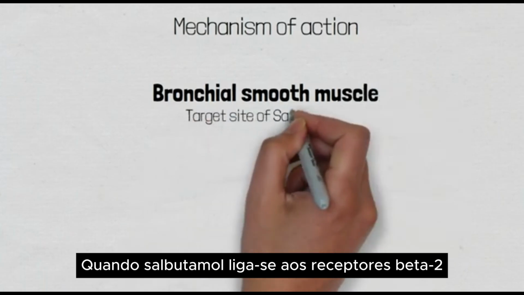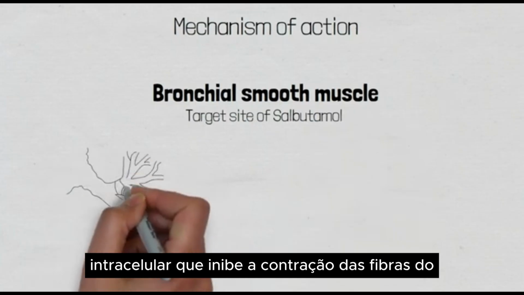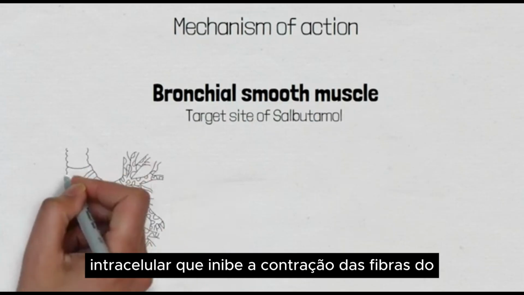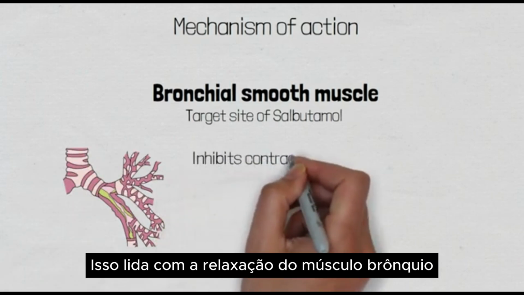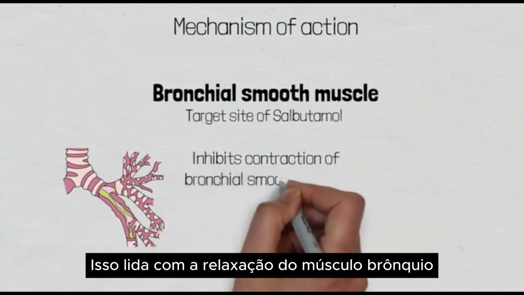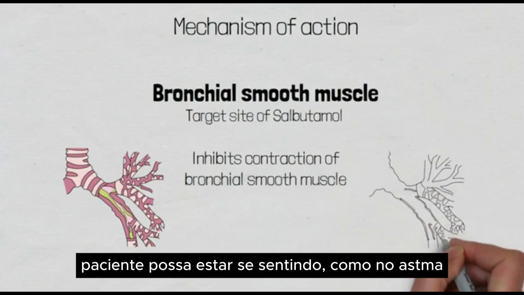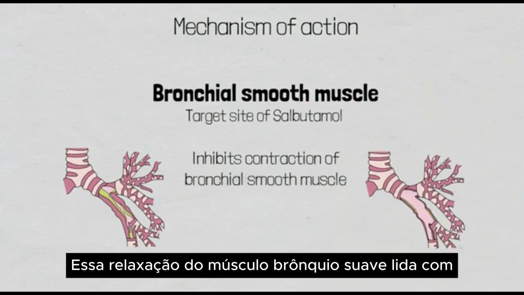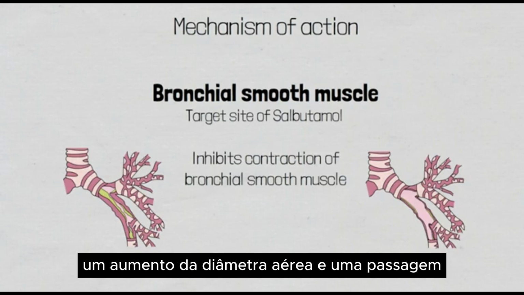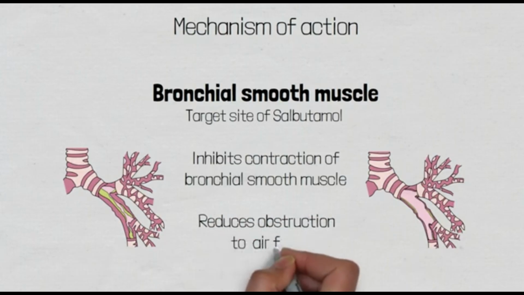When salbutamol binds to beta-2 receptors in bronchial smooth muscle, it causes an intracellular cascade that inhibits contraction of the muscle fibers. This leads to relaxation of the bronchial smooth muscle and stops any bronchospasm that the patient may be experiencing, such as in asthma attacks or anaphylaxis. This relaxation of bronchial smooth muscle leads to an increased airway diameter and an easier passage of air, making it easier to breathe.